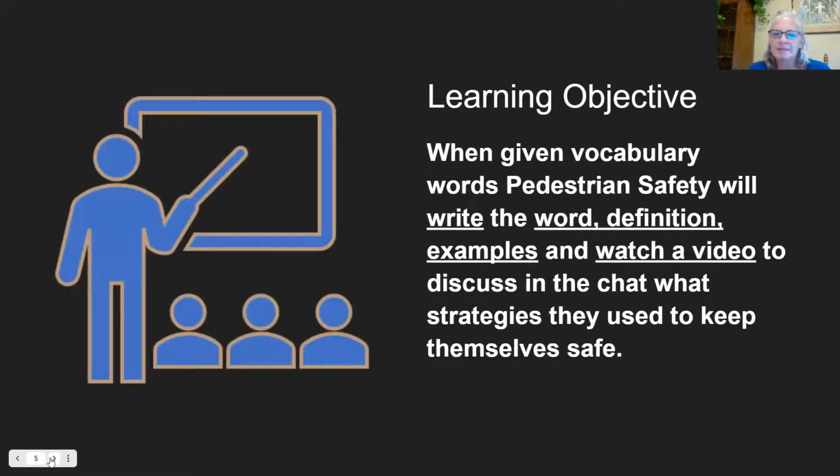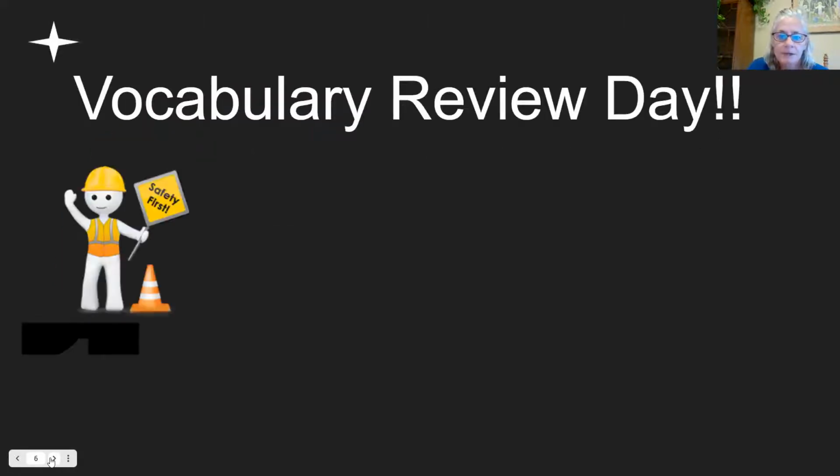So our objective today is, given the word pedestrian safety, you'll be able to write, define, and give examples. So today is vocabulary day. Actually, this week we went over 5 vocabulary words. We had 4 on our sheet and I had you write on the back another word, the word route. So here we go.